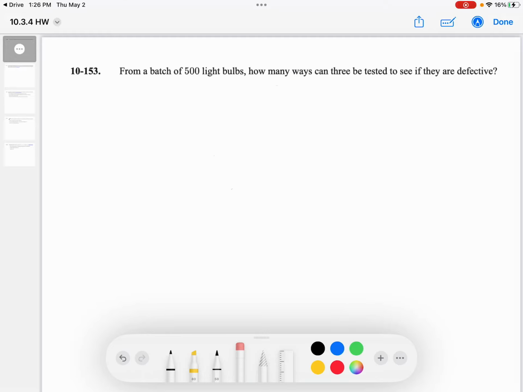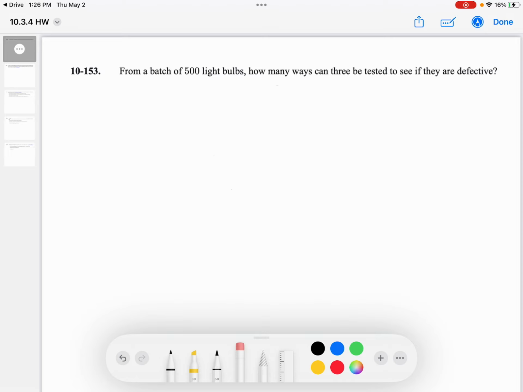All right, section 10.3.4, review and preview, problem 153. From a batch of 500 light bulbs, how many ways can 3 be tested to see if they are defective? So out of all these light bulbs, we're going to choose 3 light bulbs, and we don't care about the order, right? So if we don't care about the order, this is a combination.